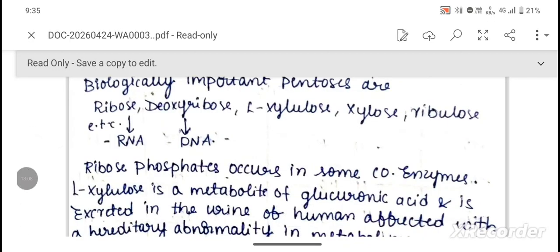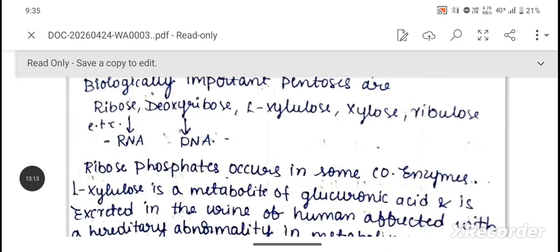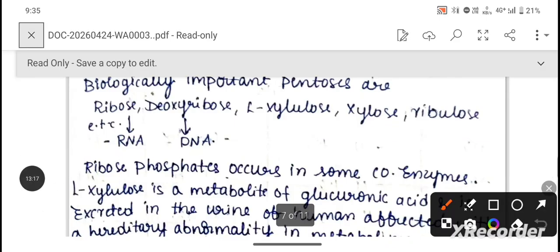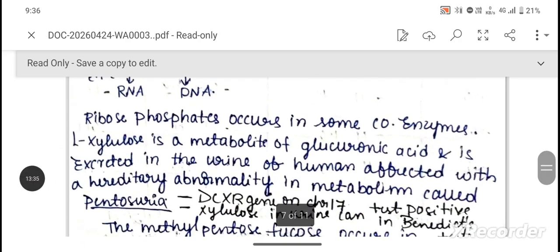So if you take the example of L-xylulose, it is a metabolite of glucuronic acid. It comes as a byproduct in the metabolism of glucuronic acid, which will be excreted in the urine of humans affected with a hereditary abnormality in metabolism called pentosuria.